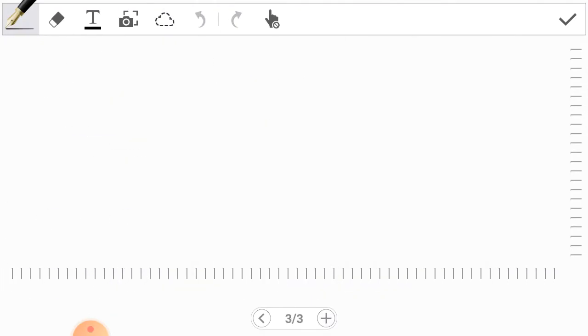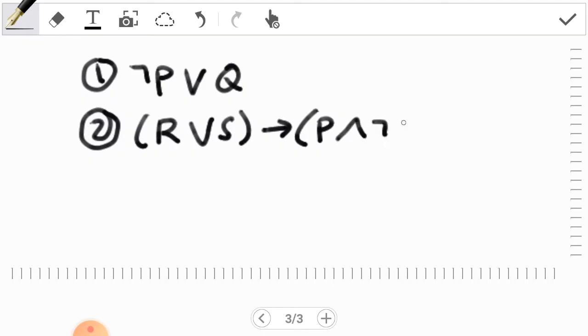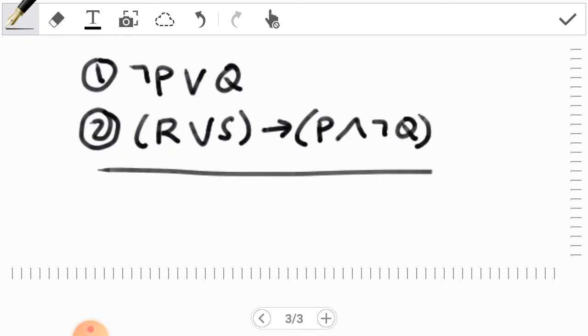Second example. We are given the first premise, not P or Q. Second premise, we have R or S implies P and not Q, with the conclusion not R.